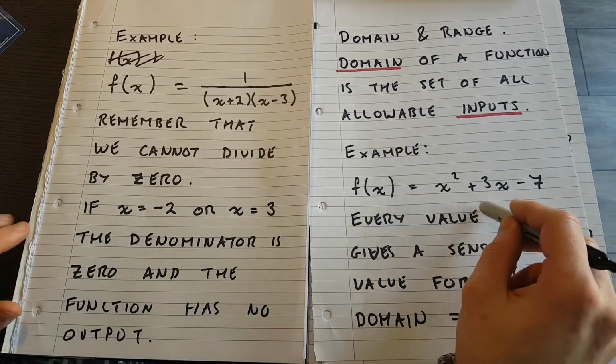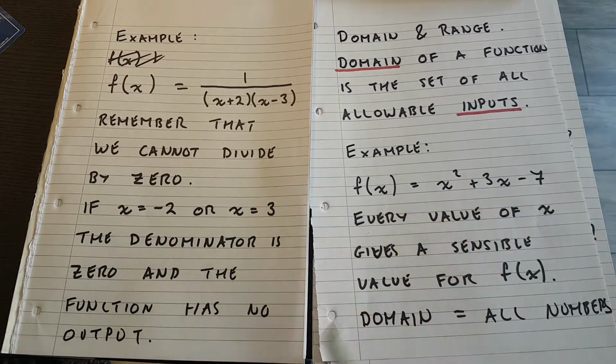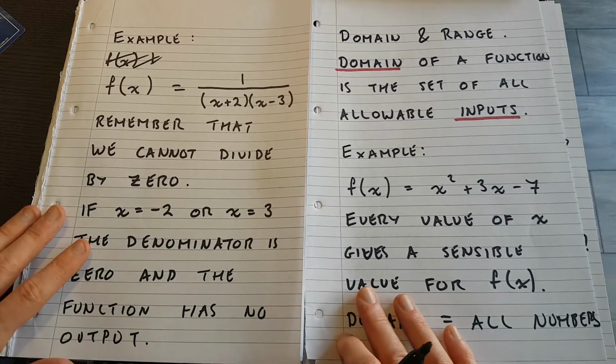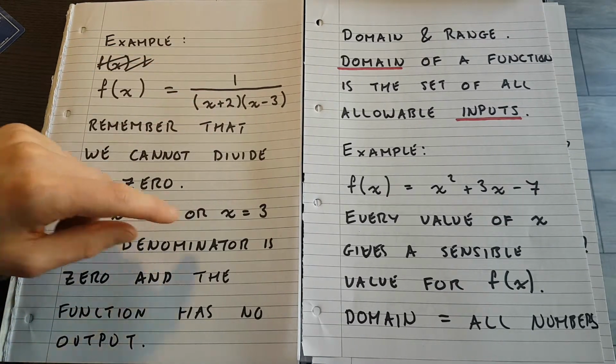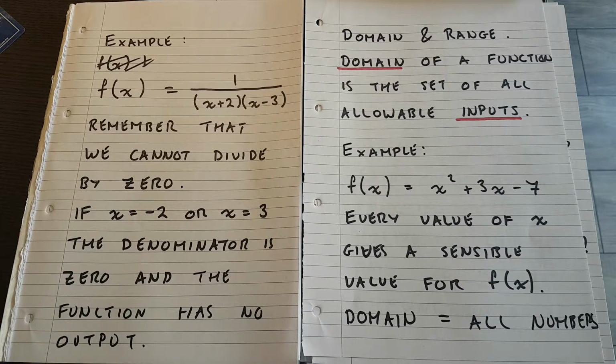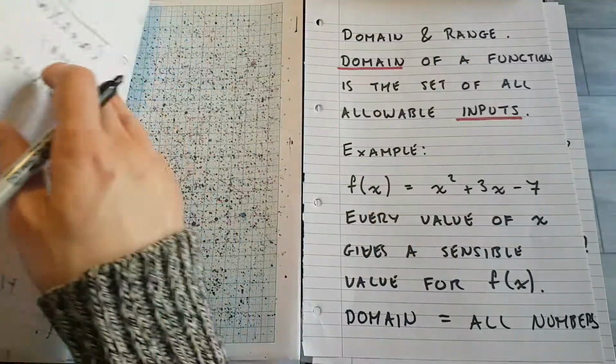This function that we saw before, f of x is equal to x squared plus 3x minus 7, will take any input. It says, okay, you put in any input, I'll give you some output. Fine, no problem. This one's a bit more picky. It says, I can't take minus 2, and I can't take plus 3.